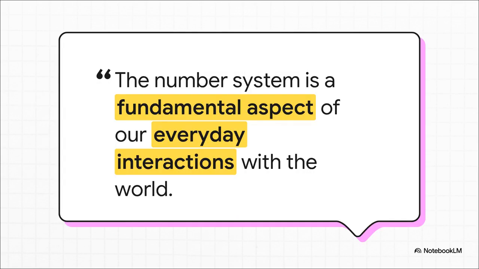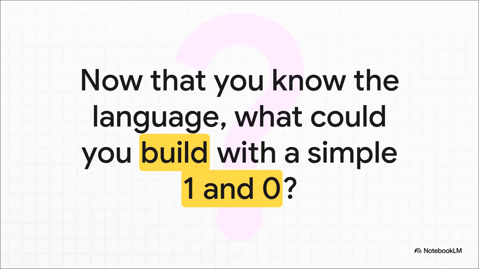And this quote from the source material really just nails it. This isn't just about math or computers. It's a fundamental part of how we interact with the world, both the physical one and the digital one we've built on top of it. And that really brings us to the most incredible idea of all. Everything you see on this screen, every photo, every video, every complex and beautiful thing our technology can do is built from this simple 2-letter alphabet. It's just amazing what can be built from the ground up, starting with nothing more than an on and an off. So now that you understand the language, what else could you build with a simple 1 and a 0?